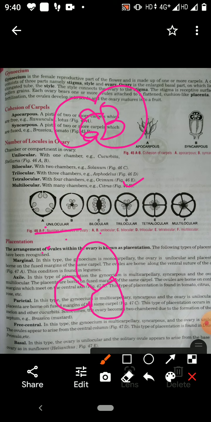trilocular. Four chambers are there, like this four chambers, so that is tetralocular. And five chambers is pentalocular.